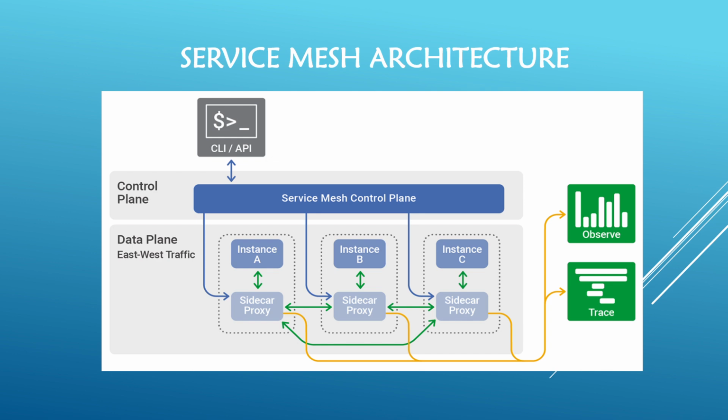Each service instance A, B, C has its own sidecar proxy that intercepts communication, both inbound and outbound traffic. These proxies handle tasks such as load balancing, service discovery, and retries, while also enforcing security policies such as mutual TLS for encryption.